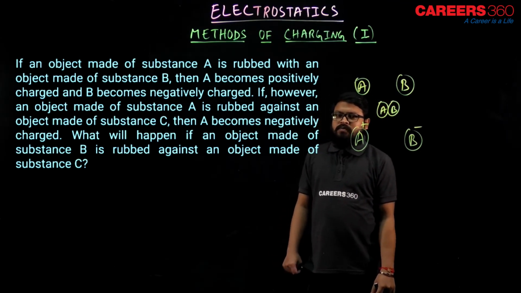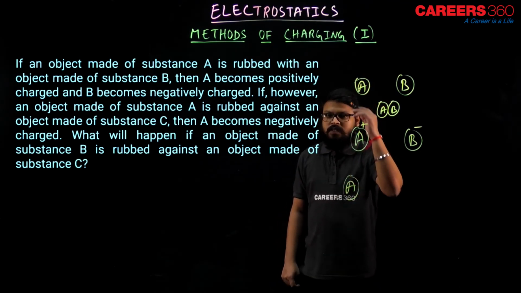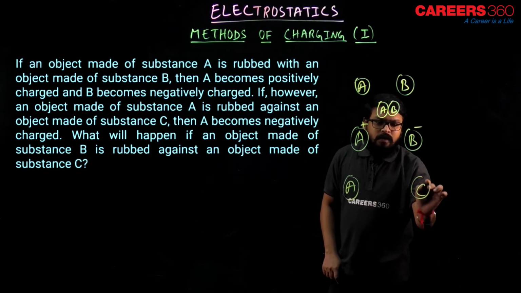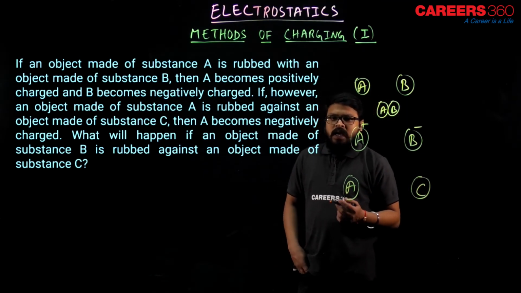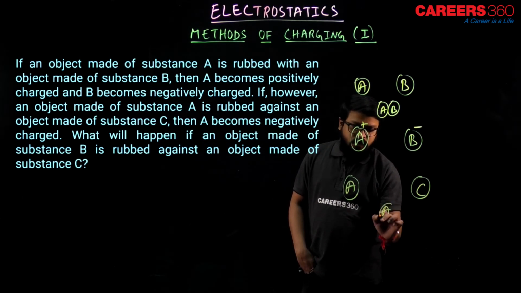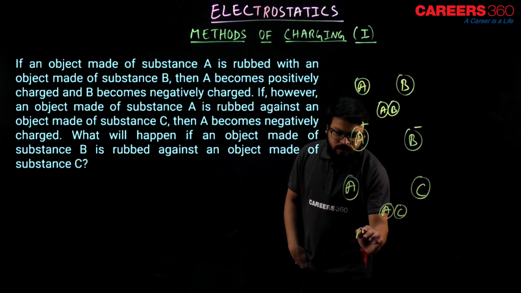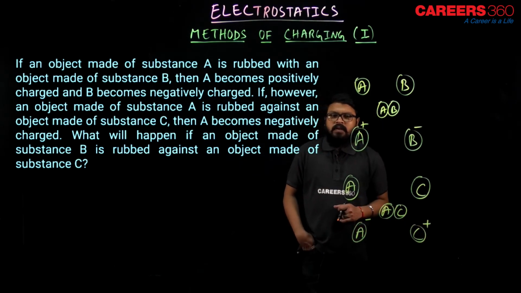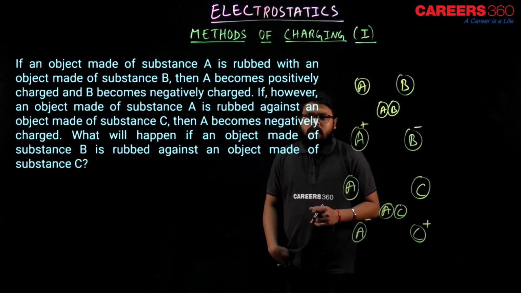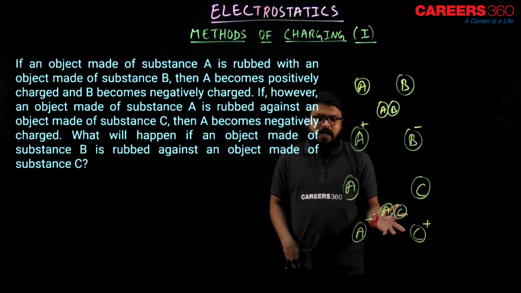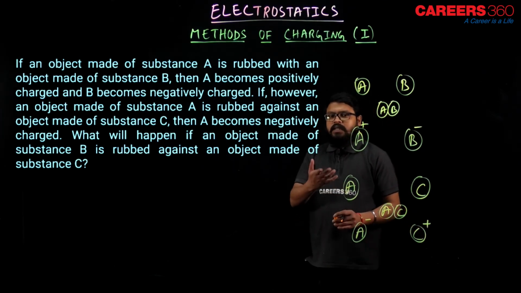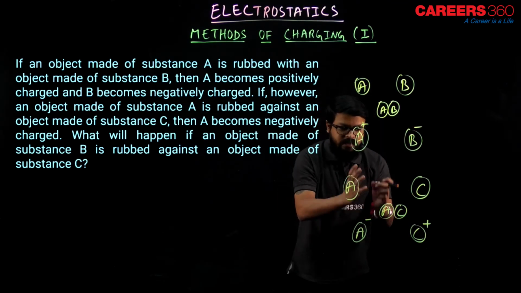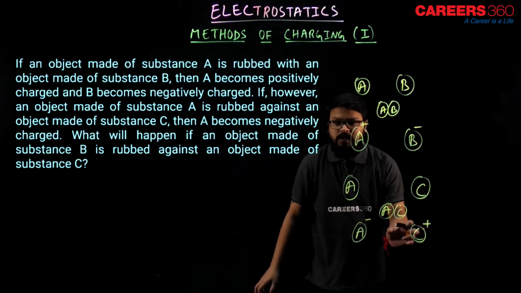If however an object made of the same substance A is rubbed against an object made of substance C, A becomes negatively charged. So if we rub A and C together and then separate them, A becomes negative and C becomes positive, as you can see. Of course, because it is charging by friction, one has to get the opposite charge of the other. If A and B are rubbed, A becomes positive and B becomes negative. Similarly, when A and C are rubbed, A becomes negative and C becomes positive.